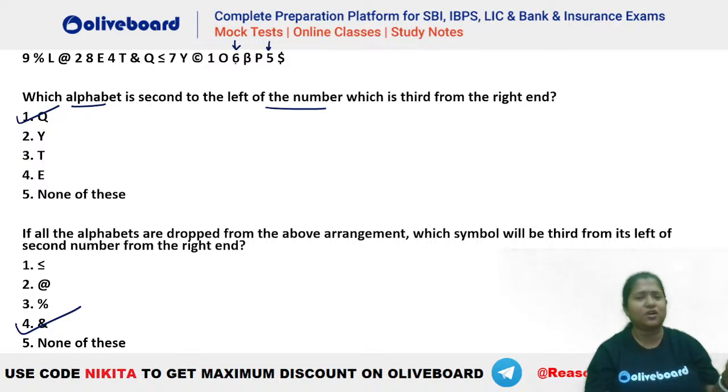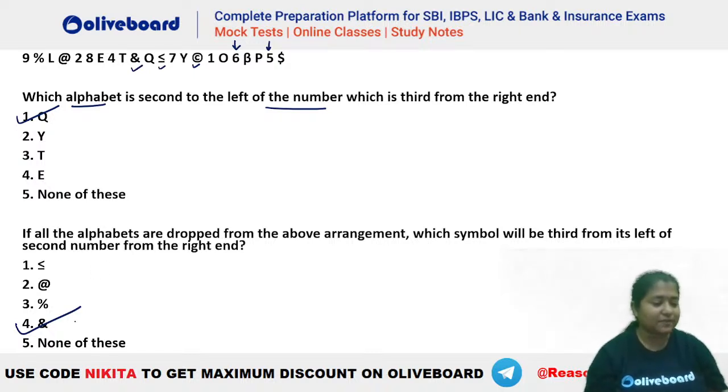You can see even if you drop alphabets, it is not going to cause any difference to the special characters here. The symbols will remain symbols, right? So first character is copyright, second character is less than equal to, third character is ampersand. That is why it has to be ampersand here, right Shravani?